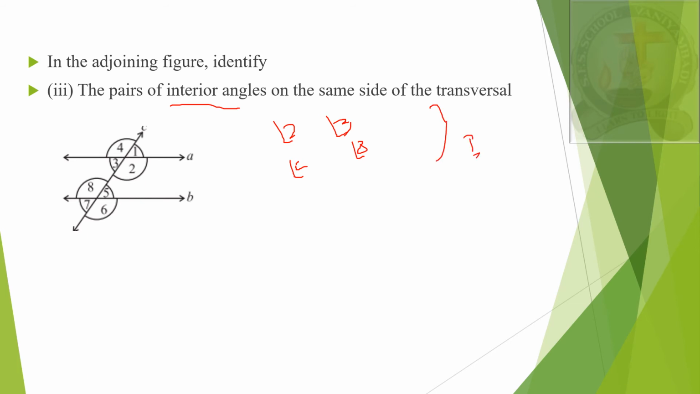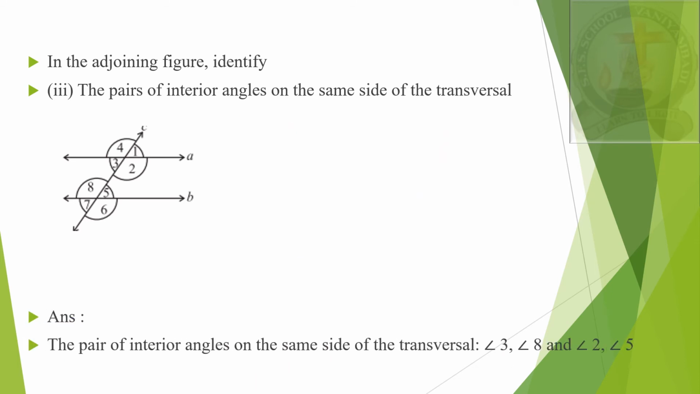In that, they are asking for the ones on the same side of the transversal line. What is the transversal here? The line C is the transversal line. The interior angles should be on the same side. What angles are on the same side here? Yes, angle 3 and angle 8 are on the same side of the transversal line, even though they are inside the parallel lines. Then another pair is angle 2 and angle 5, which are also in the interior of the parallel lines. So therefore there are two pairs of interior angles on the same side of the transversal line, children.